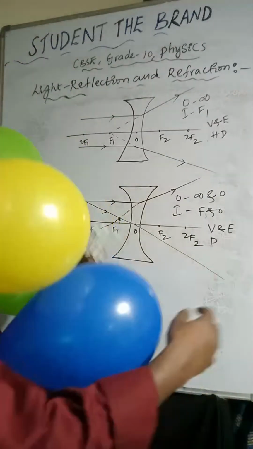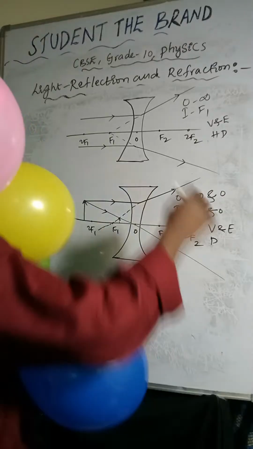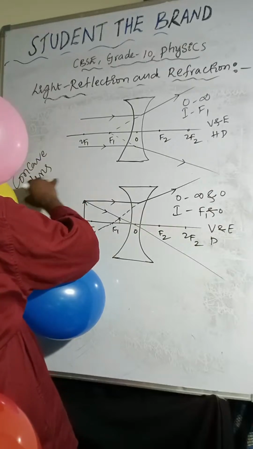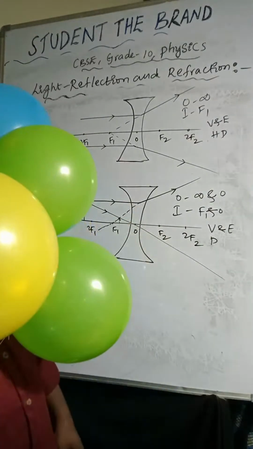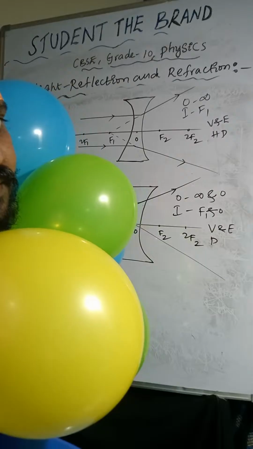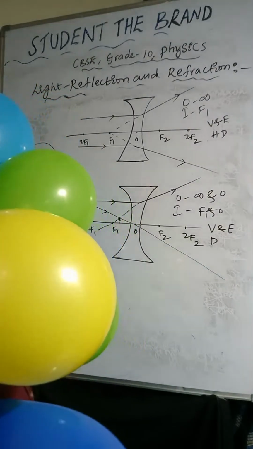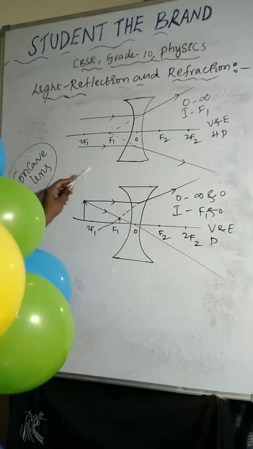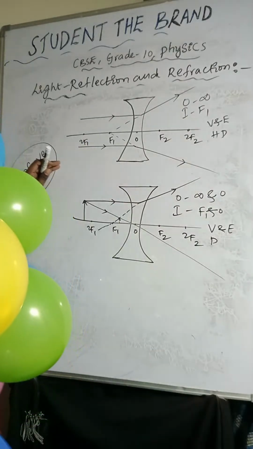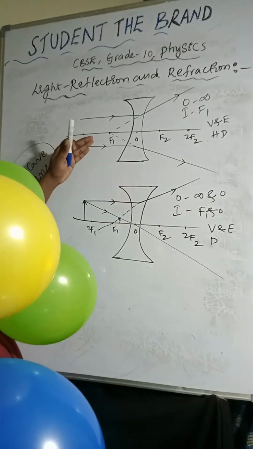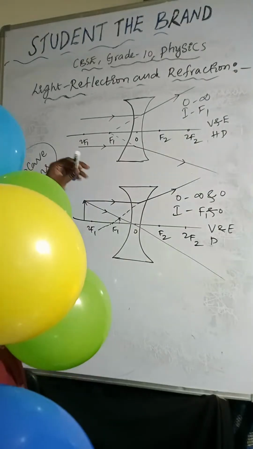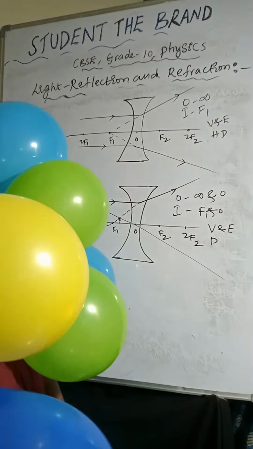This is a concave lens. In the concave lens, only two cases. Very, very important. Always a virtual, erect, and diminished image will form. Practice this one, the concave lens.